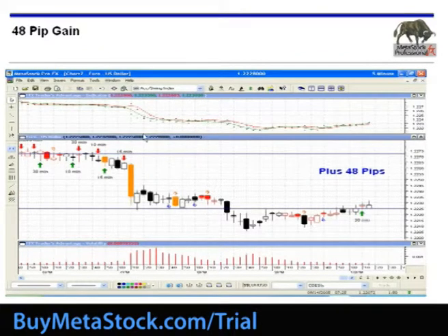Now to look at this from the first 30-minute sell to the 30-minute buy is a 48 pip gain. It's a very nice trade. So it works very similar to method 1, but remember, the algorithm is totally different. Most of the people using this product are actually using method 1.